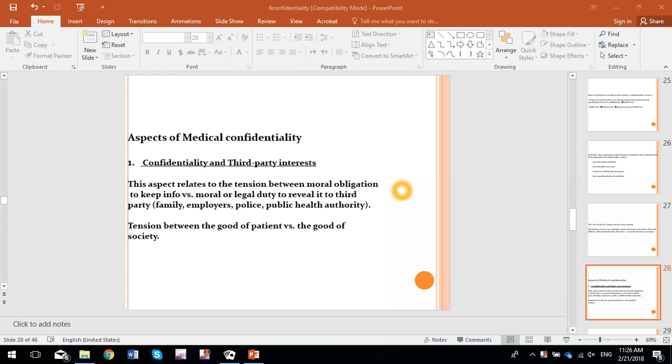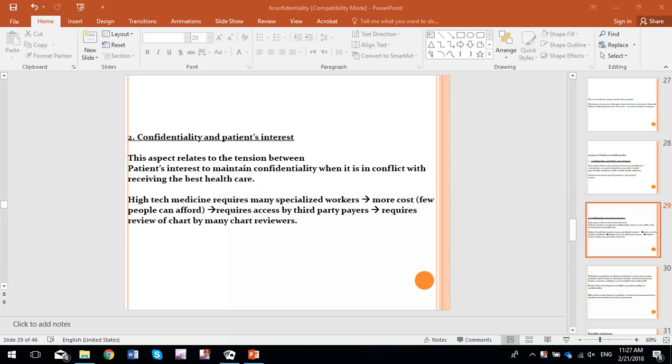Now, in this case, you are left between what? Tension between what is good for the patient and what is good for the society. Again, the society is in our consideration when dealing with patients. The safety of the society is as important as the safety of the patient. Confidentiality and patient interest. This aspect relates to the tension between the patient's interest to maintain confidentiality when it is in conflict with receiving the best healthcare.